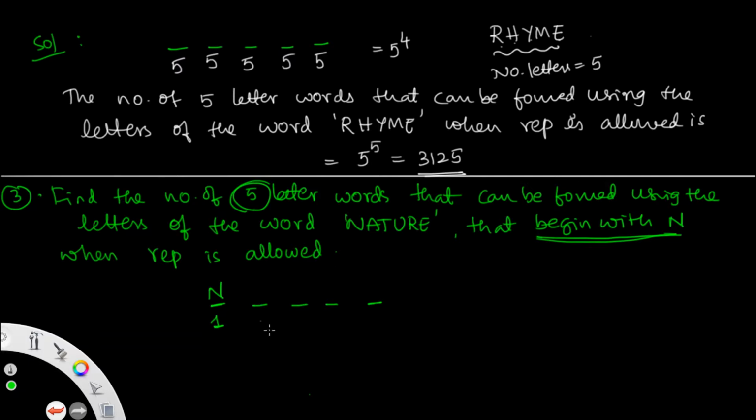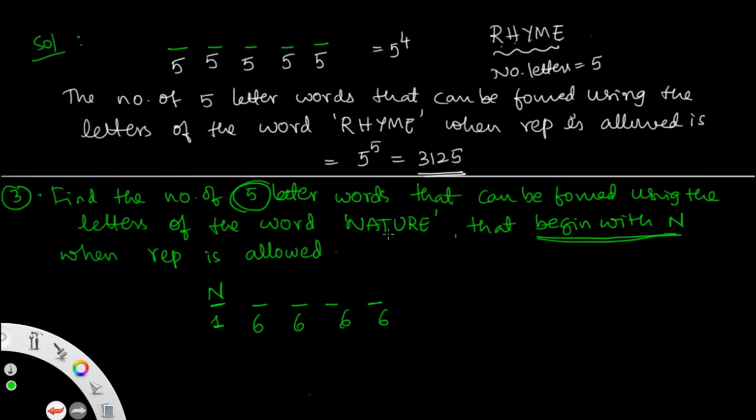The remaining 4 places can be filled with any one of the given 6 letters. The second place can be filled in 6 ways. Why? Because the number of letters here is 6. Any one of the given letters means we can choose any letter, and repetition of things is allowed. So the remaining 4 places can be filled in 6 ways each. Therefore the number of 5-letter words that can be formed using the letters of the word NATURE that begin with N is 1 into 6 to the power of 4.